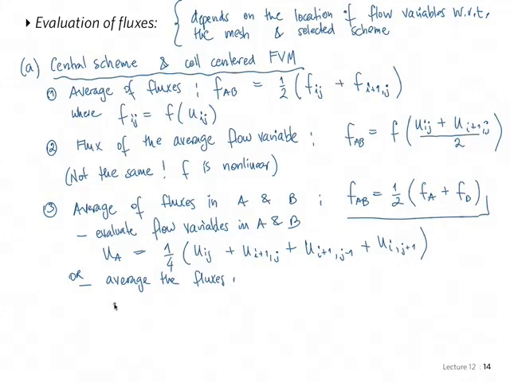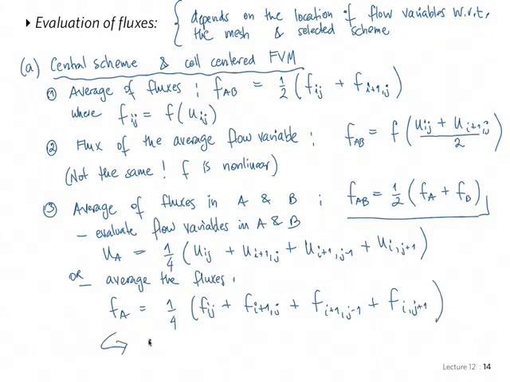If I do that, I would get FA equals 1/4 of FIJ plus FI plus 1 comma J plus FI plus 1 comma J minus 1 plus FI comma J plus 1. So this one requires more flux evaluations. Because the flux is a nonlinear function, it's going to be more expensive computationally, so perhaps we don't want to choose that one. Okay? So this is the central scheme and a cell-centered finite volume.